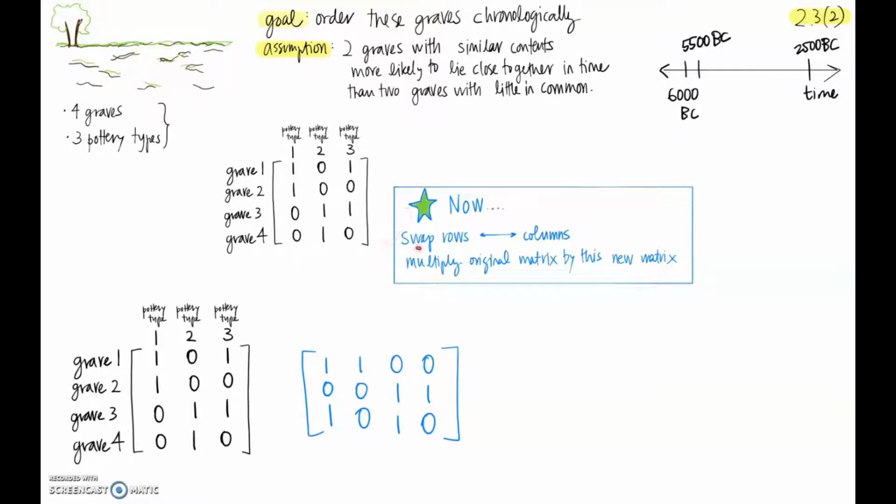We are going to multiply these 2 matrices together now. Before we do, let's talk about what things in this new matrix are representing. Now this column is representing grave 1. This will be grave 2, grave 3, and grave 4. And then the rows are just representing what the old columns were representing: pottery type 1, pottery type 2, pottery type 3. Okay, everything's good.